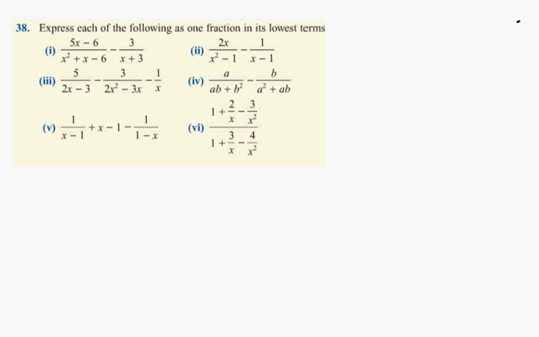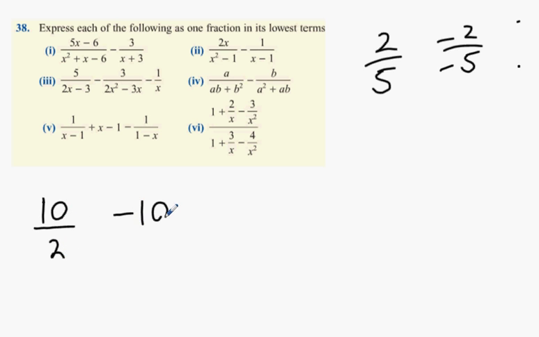Does everybody remember that 2 over 5 is the same thing as minus 2 over minus 5? Would you agree they're the same value? Yes, they are. If you divide minus by minus, it makes a plus. Let's try this again. 10 over 2 is the same thing as minus 10 divided by minus 2. Agree with that? Yeah, the answers are 5. You can multiply the top and bottom of any fraction by minus 1 and it will work perfectly.